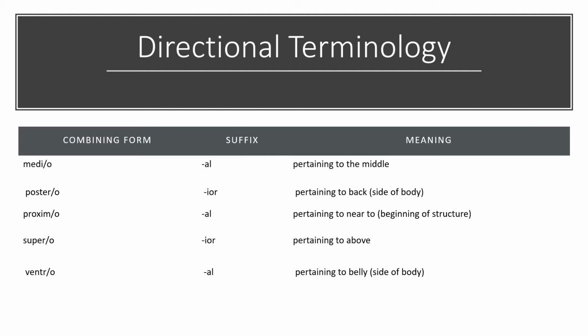Medial means pertaining to the middle. Posterior pertaining to the back side of the body. Proximal pertaining to near to the beginning of the structure. Superior pertaining to above. And ventral pertaining to the belly side of the body.